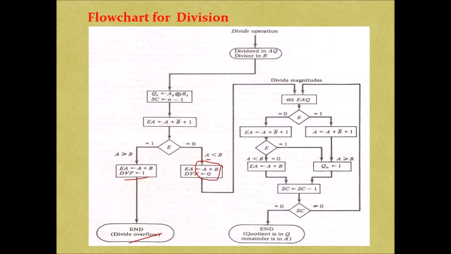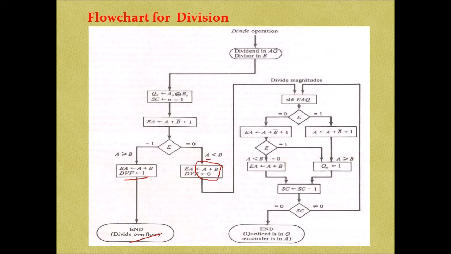Here we have subtracted A minus B, and check which one is greater, A or B. If A is less than B, now we require the actual dividend in the AQ. So that's why we again add this A and B. So now in this way we will go for the division operation.